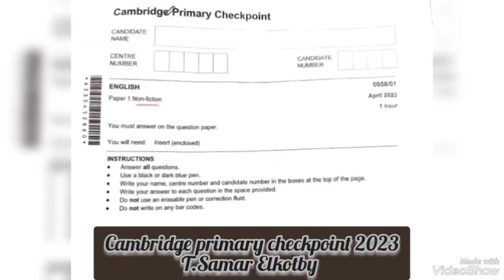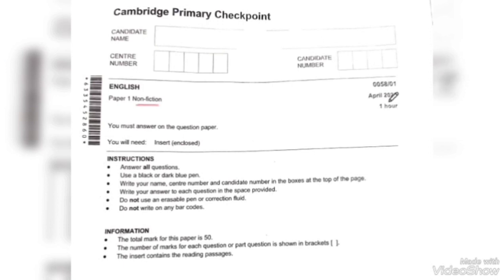Hello everyone, here we have Cambridge Primary Checkpoint, April 2023, paper 1 nonfiction. The time will be 1 hour, and the total mark for this paper will be 50: 25 for reading and 25 for writing. And we're gonna start with the reading section first. Let's go.